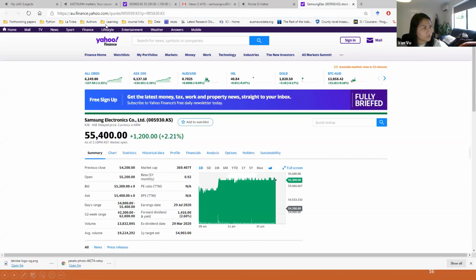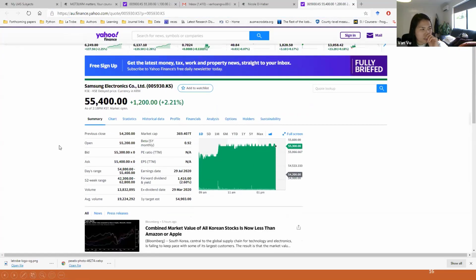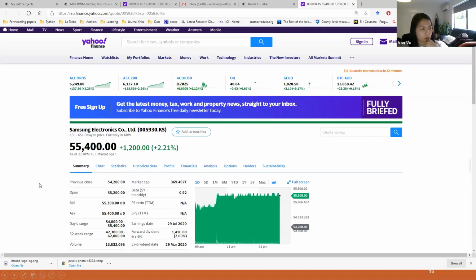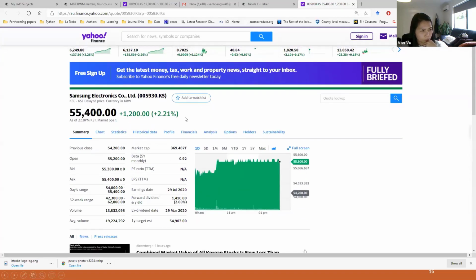So here we go. If I'm a foreign investor and I want to invest in Samsung, the first thing I would do is look at some financial information about Samsung, okay? For example, if I look at the website Yahoo Finance at the moment, I can see a history of the stock prices of Samsung.